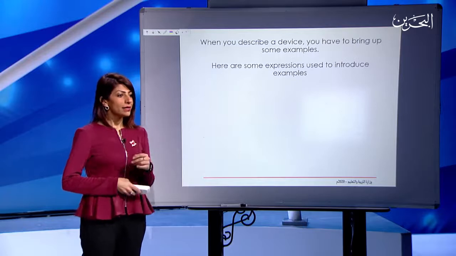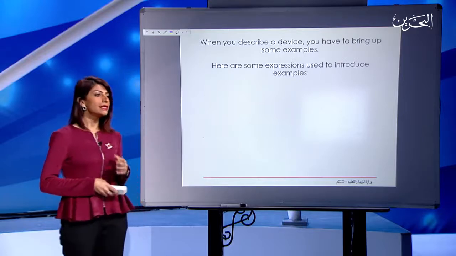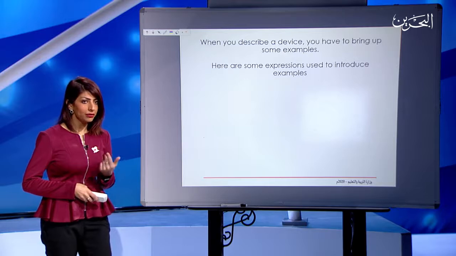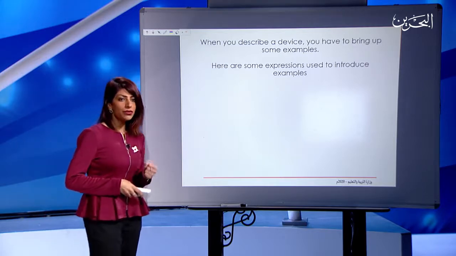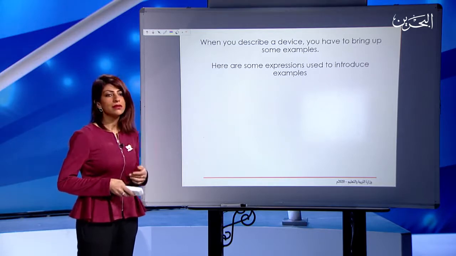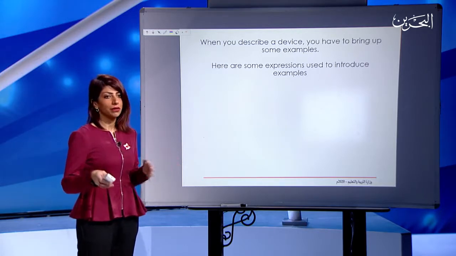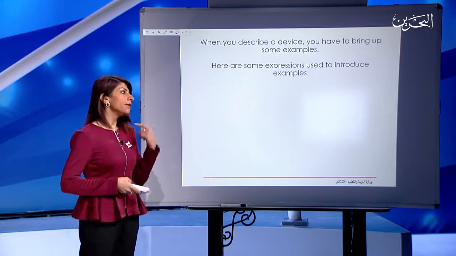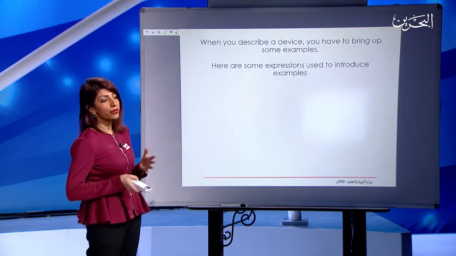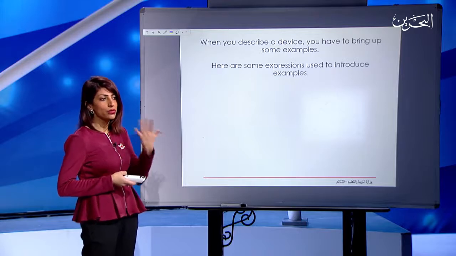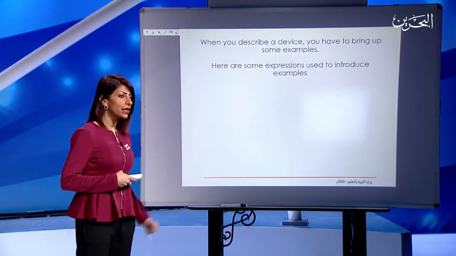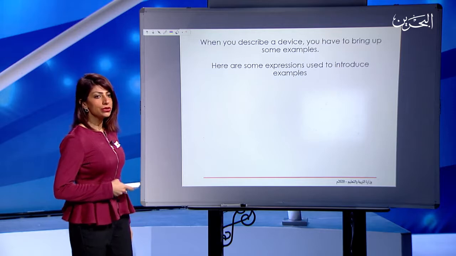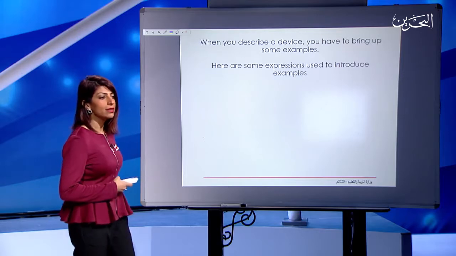So, before we start, as I've told you, the first objective was to practice some expressions in giving examples. When you describe a device or when you want to describe anything that comes to your mind, you have to bring up some examples. Why? Because it will make it way easier for the listener or the reader to understand what you are describing exactly. So, here are some expressions used to introduce examples. Let's see them together.